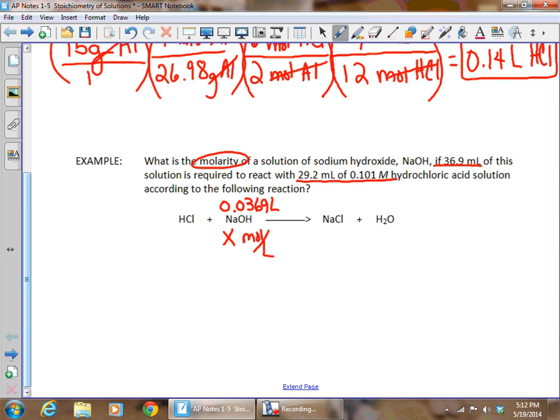Pause it real quick and label the hydrochloric acid with the values that are shown in this problem, and make sure you label them correctly. So hopefully you did what I asked you to do. The 29.2 milliliters, you need to change to liters, like I asked you to label it. Rule of 3, 3 back to the left is 0.0292 liters for the HCl, and 0.101 moles per liter for our HCl. So there's the values that were given in the problem.